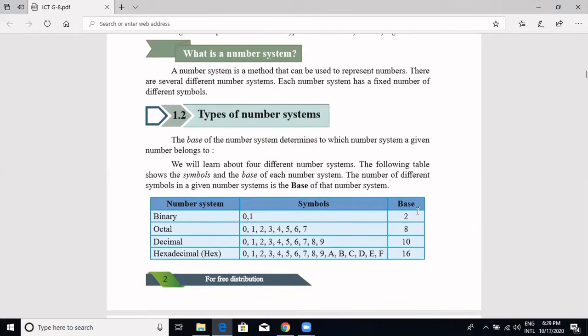Decimal has symbols from 0 to 9, so there are 10 numbers and the base is 10. Hexadecimal has 16 symbols, starting from 0, 1, 2, 3, 4, 5, 6, 7, 8, 9, and then you have A, B, C, D, E, F, the English letters. And the English letters should be capitals.